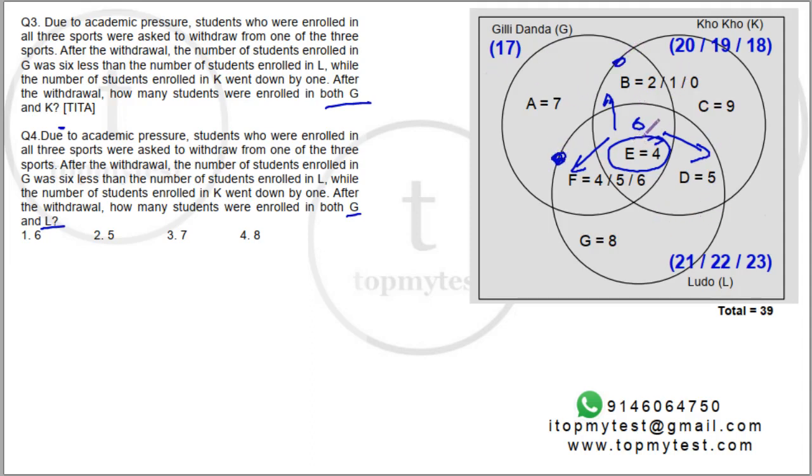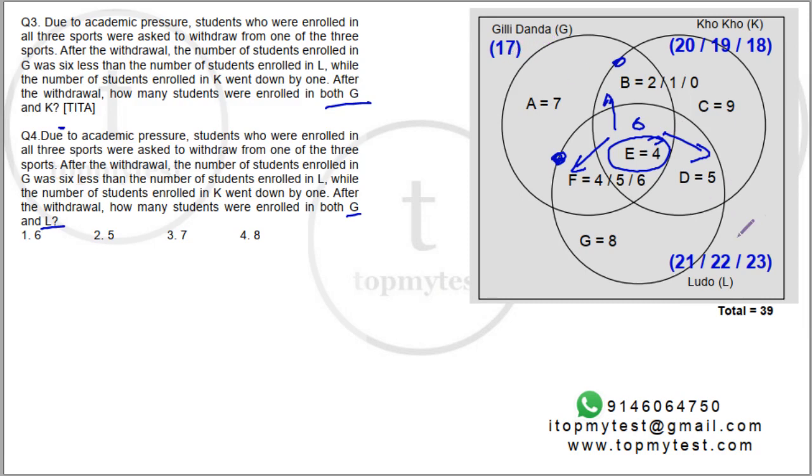Now, because they are moving out from all 3 sports, the number can only decrease, right? For example, if one person moves from here to here, Gilli Danda will decrease by 1. If one person moves from here to here, Kho-Kho will decrease by 1. If one person moves from here to here, Ludo will decrease by 1. So the numbers can only fall. They cannot rise any further.